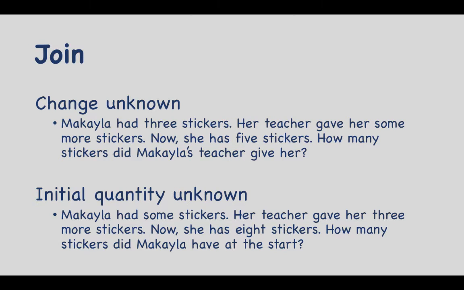Or consider when the initial quantity is unknown. Michaela had some stickers. Her teacher gave her 3 more stickers. Now she has 8 stickers. How many stickers did Michaela have at the start? To find this answer, we would subtract the 3 stickers her teacher gave her from the 8 stickers she has now. In both cases, we must understand the concept of difference in order to frame the word problem correctly.